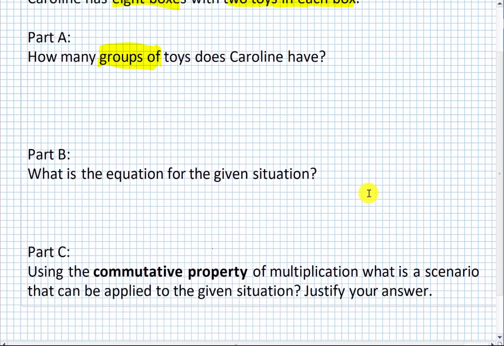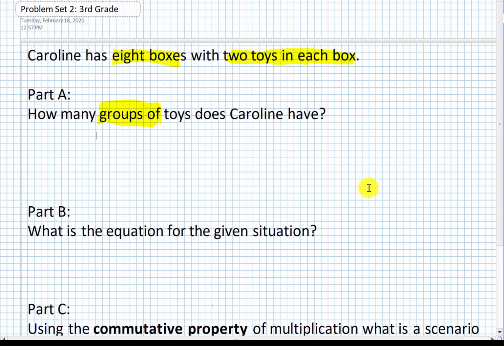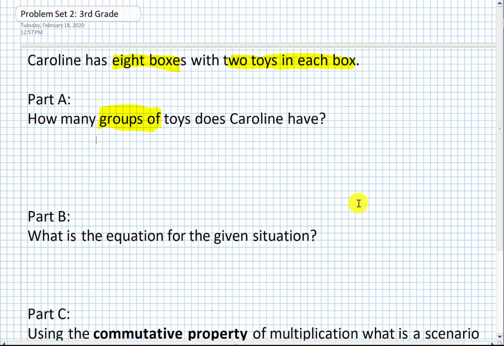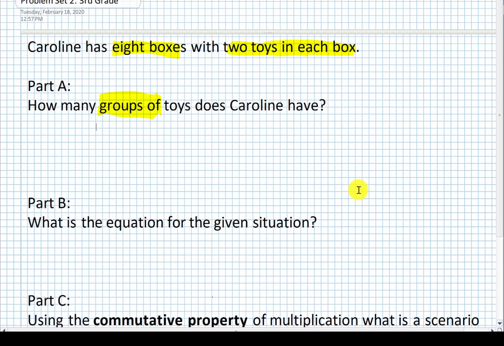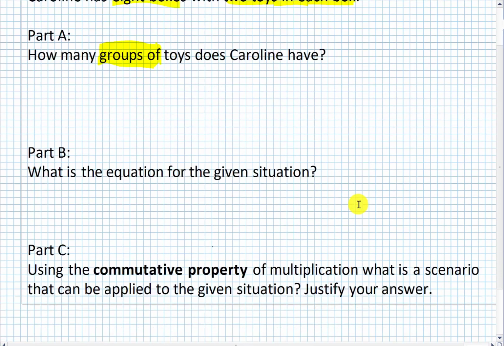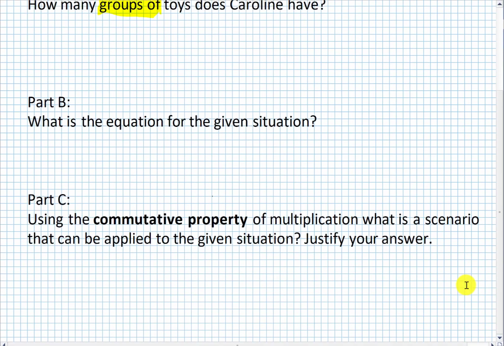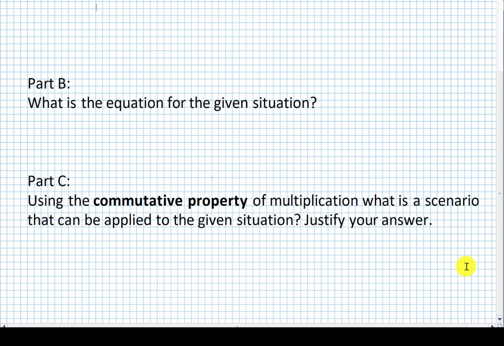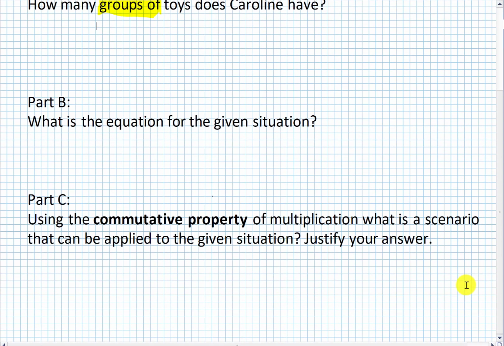Part B, what is the equation for the given situation? So we'll use the information from the scenario itself and from part A to write an equation for the situation. And when we write the equation, we're going to be sure to label all of the numbers in the equation just to make sure that we fully understand what's going on there. And then part C asks us to use the commutative property of multiplication to create a scenario that can be applied to the situation and then to justify our choice.